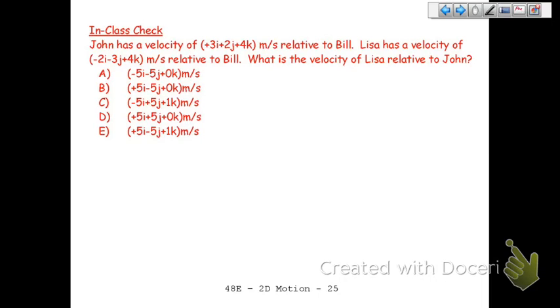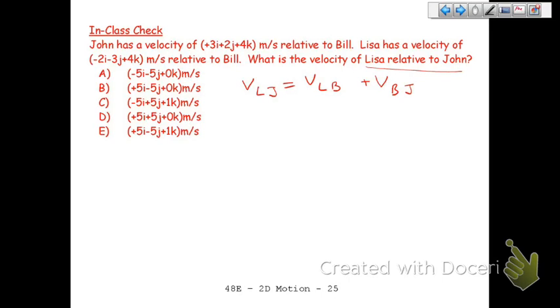So, all right. What do I want? I want Lisa relative to John. VLJ. Lisa relative to John. And that must equal VL, and then added to V something J, because Lisa has to be at the beginning and John has to be at the end. And then Bill is in the middle somewhere. So Bill goes in the middle there and Bill goes there.